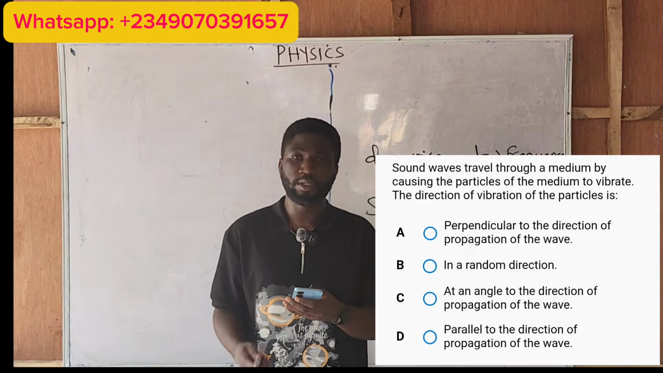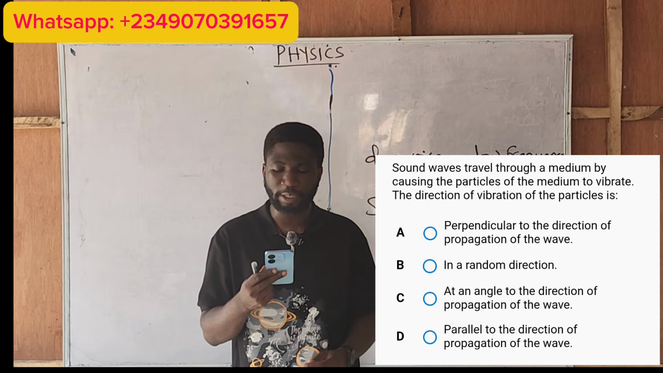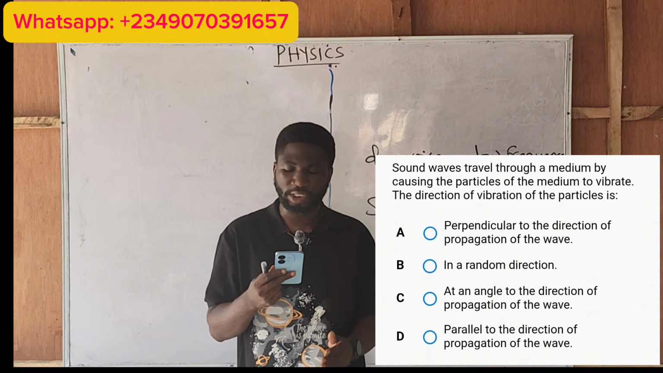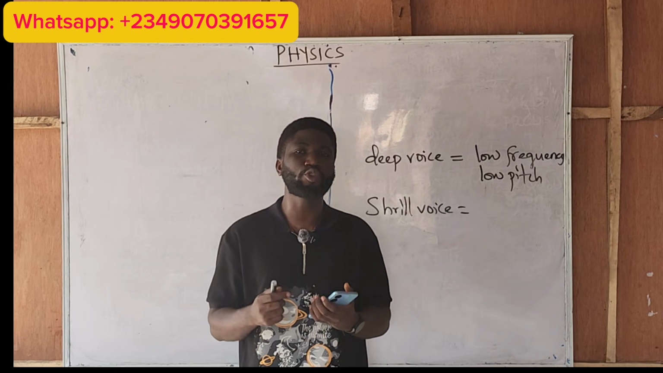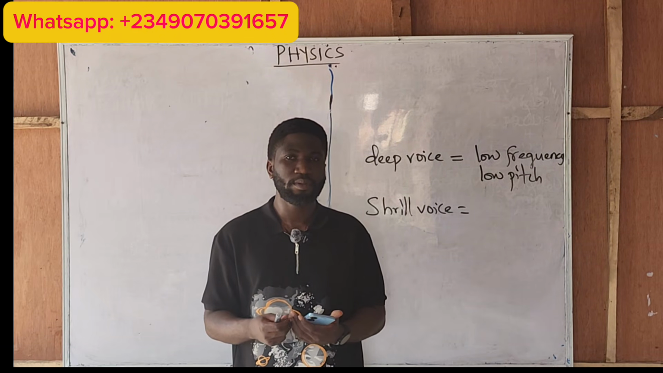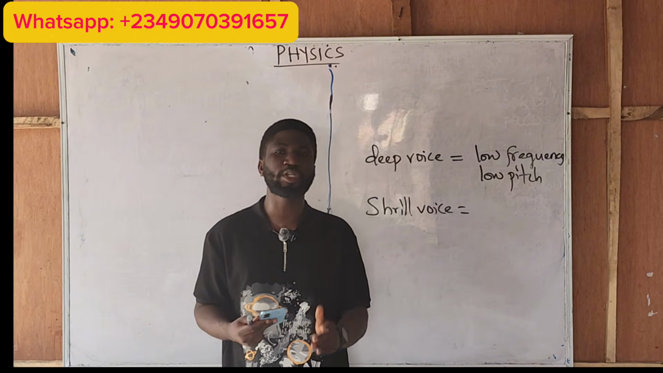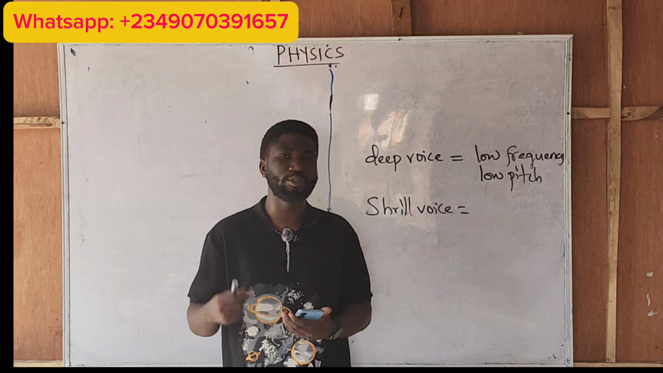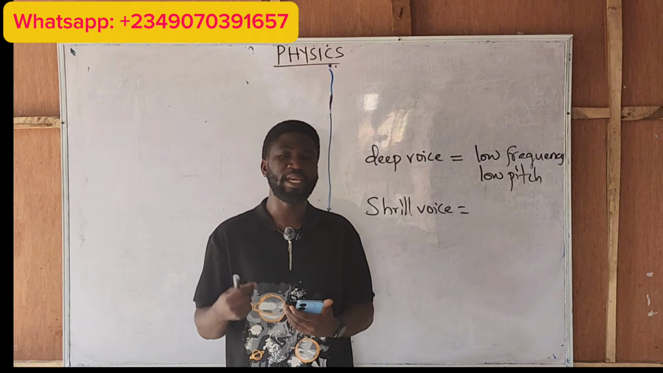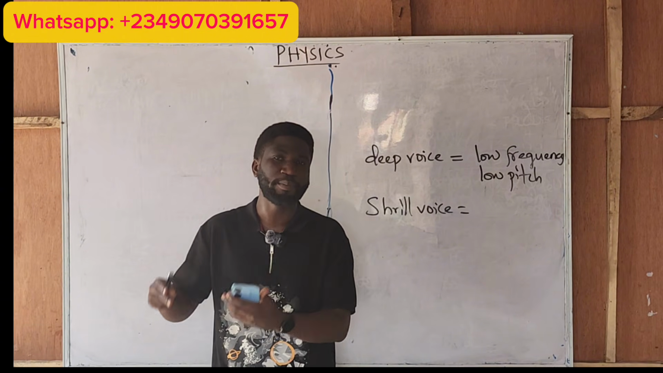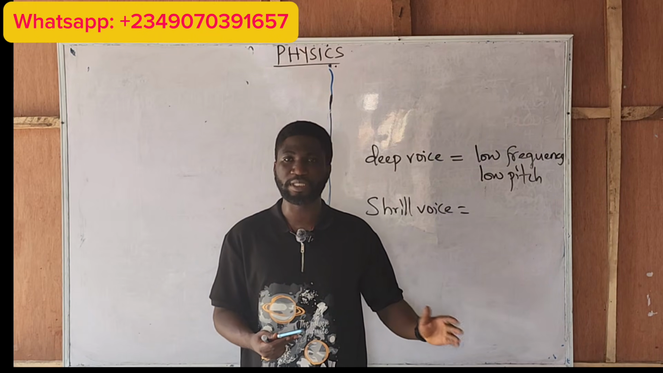Alright. The next question, as you can see on the screen, says sound waves travel through a medium by causing the particles of the medium to vibrate. The direction of vibration of the particles is dash. Sound waves are known to be mechanical waves. Mechanical waves are the kind of waves that require a material medium, but the waves that do not require a material medium are known to be electromagnetic waves. Examples are the radio wave, the infrared, the visible. All of these are electromagnetic waves. They do not require a material medium. The ones that require a material medium are known to be mechanical waves. An example is the sound wave.